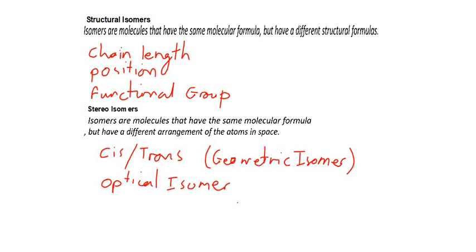The second type is where, yes, the molecules have the same molecular formula, but they have different spatial arrangements. So look at the definition that I have. Stereoisomers are isomers that have the same molecular formula, but have a different arrangement of atoms in space. And we get cis-trans, which is also termed geometric isomers, and optical isomers.